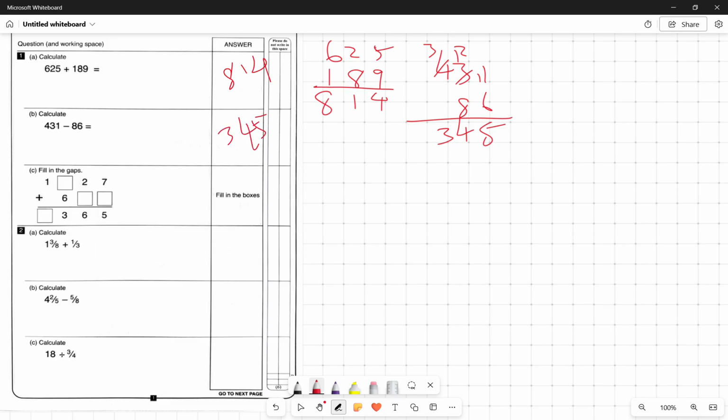And question number 1C. Look at this one. It says what number we are going to add to get the 5. Very simple. It's likely 15. So 7 plus 8 is 15. 1 is a carry here, so it means 3.